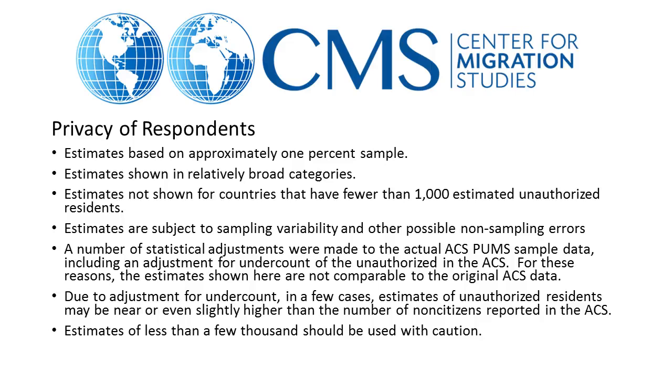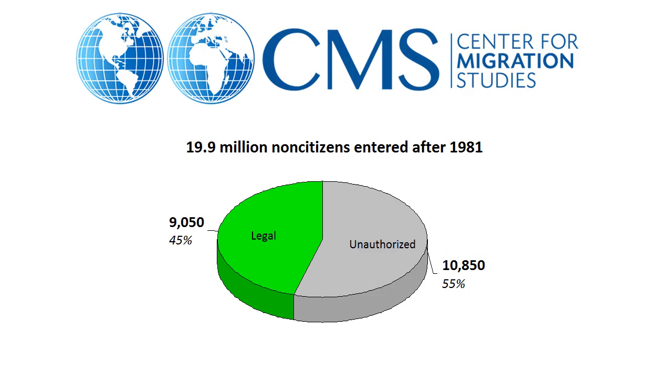On the next slide, pardon me, there's a pie chart, and it has a gray area and a green area. And again, we're talking about the 19.9 million non-citizens who entered after 1981. That's the entire pie chart. Now, from the estimates, the type of estimates that I described before, we know that about 10.85 million of that total are unauthorized, which leaves 9.05 million who are legal.